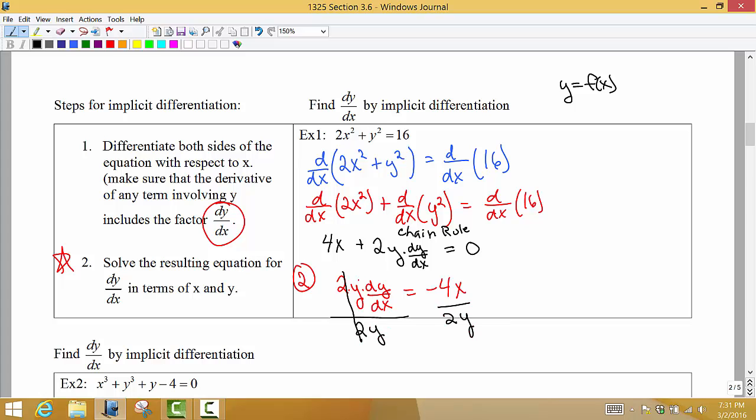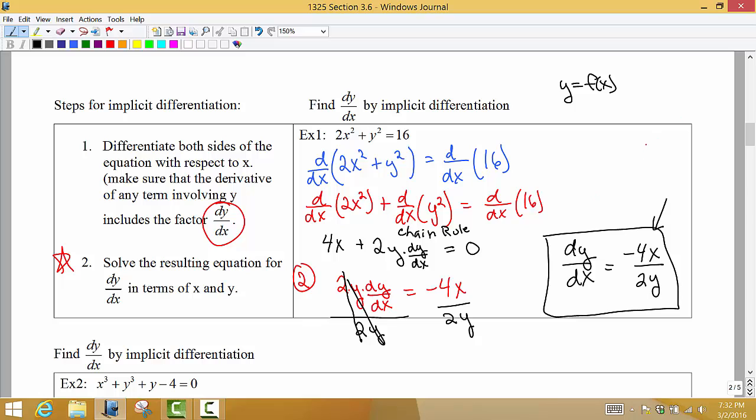So I want to cancel out the 2 and the y, and I'm left with dy/dx equals negative 4x divided by 2y. So this is the formula for how I would calculate the derivative, the change in y with respect to x. The only thing here is that I would have to know both the x and y value of the point for which I want to know the slope.